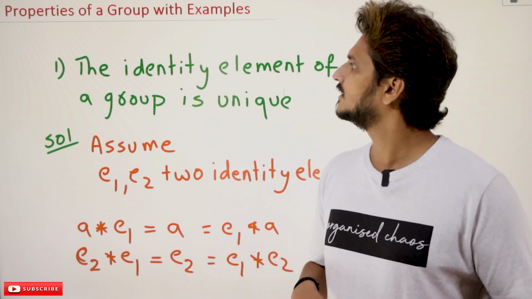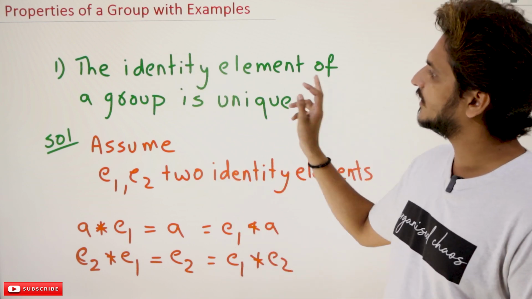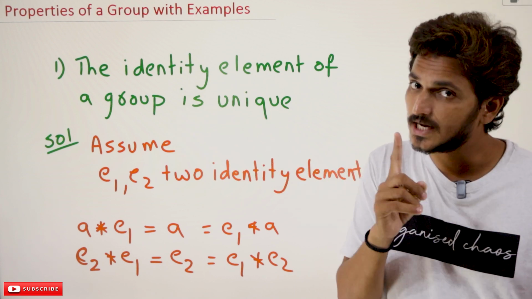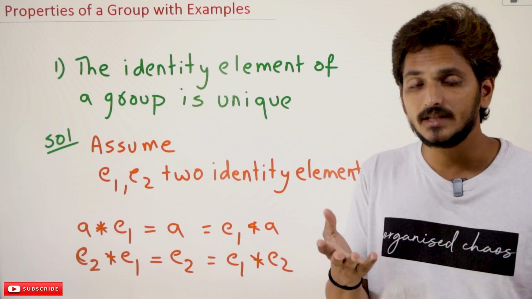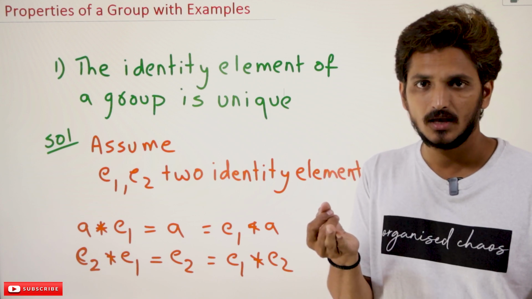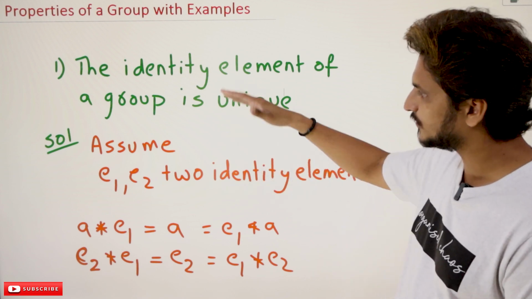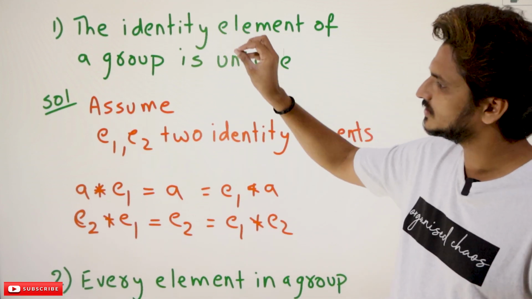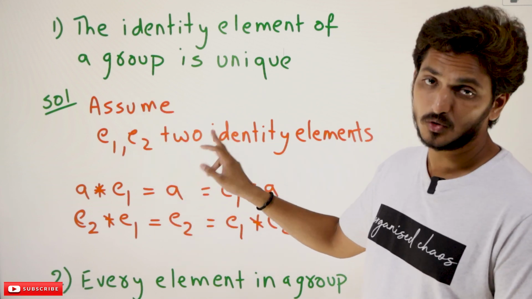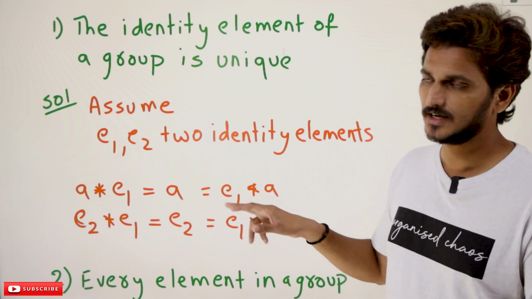Coming to today's class. The first property is that the identity element of a group is unique. Means in a group we have a unique identity element. Hoping that you already know what identity element means and what inverse means from our previous classes, based on that we are providing the explanation. In order to show this, we assume that E1, E2 are two identity elements.